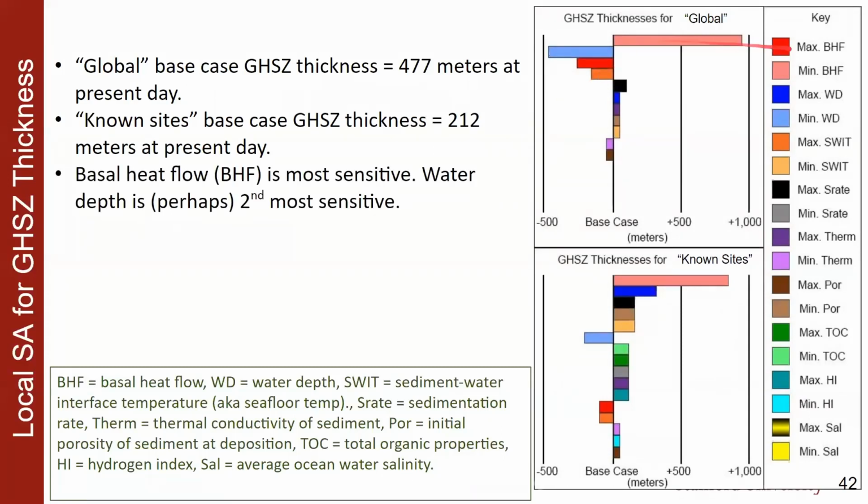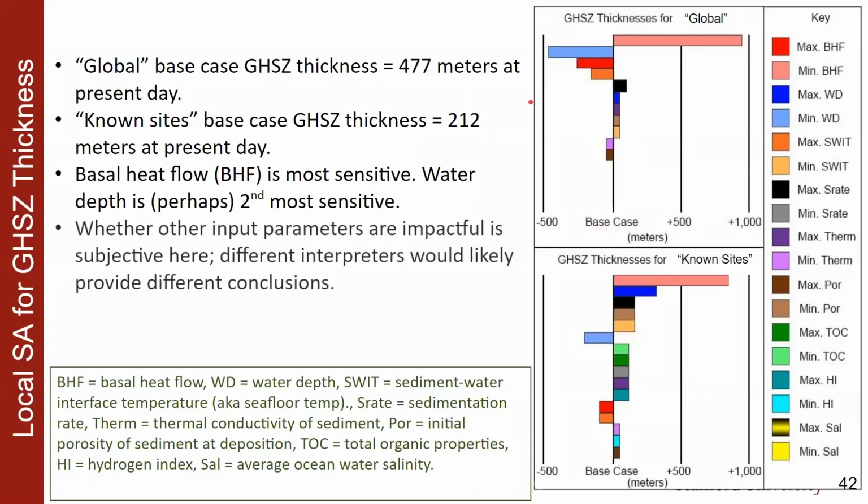What we see in red is that the basal heat flow seems to be the most sensitive input parameter. What we mean by that is it's potentially the most important for determining the output. And perhaps the water depth is the second most important. Now, whether these other input parameters are impactful is somewhat subjective here. Different interpreters would likely provide different conclusions.